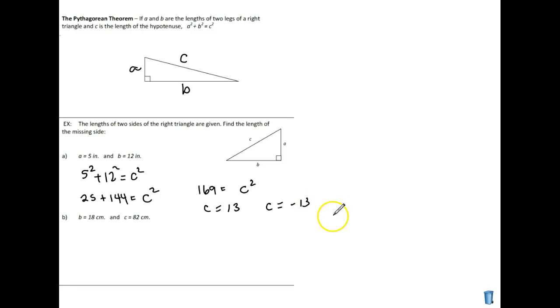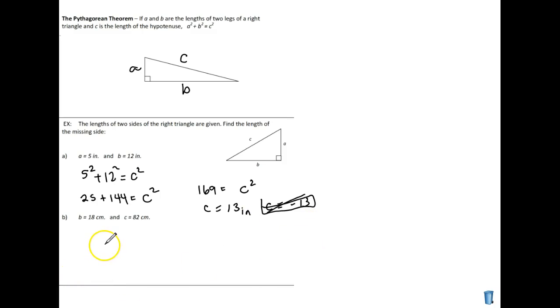But only one of these answers makes sense in this context, because C is the length of this side. So C equals negative 13 can't actually work, because you're not allowed to have a negative length. So C equals 13. Don't forget to put in your units there.